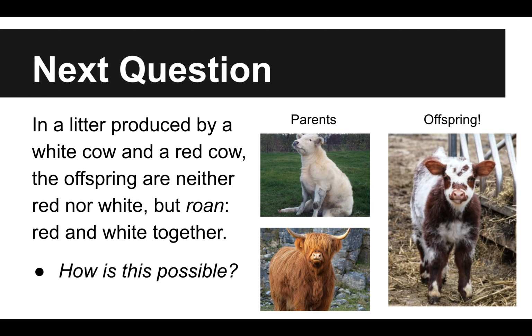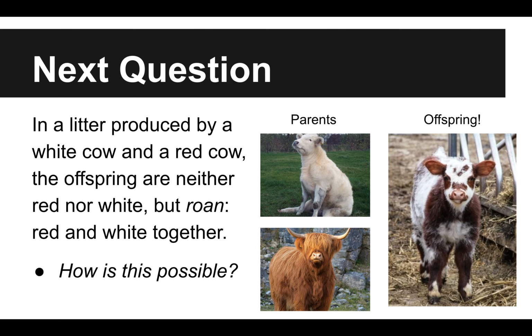My next question for you is, in a litter produced by a white cow and a red cow, the offspring are neither red nor white, but what we call roan. And that means red and white together. So they're not mixed together, they're not blended like with incomplete dominance, but you're seeing both of those things together. So again, how is this possible? Take a minute to think about it. What do you think's going on with this sort of genetics? You can pause the video, do whatever you need to, but think about it.